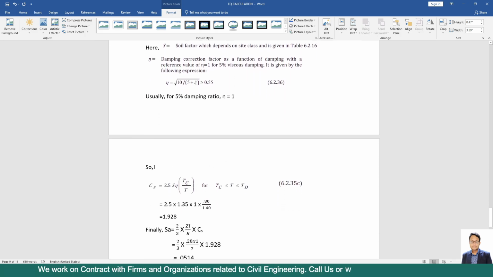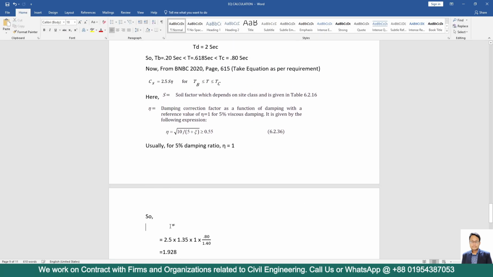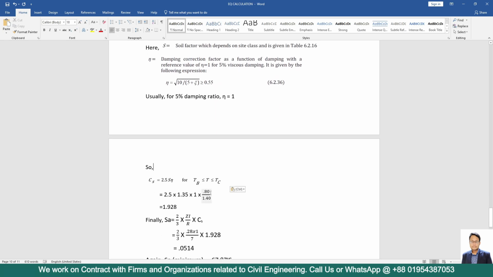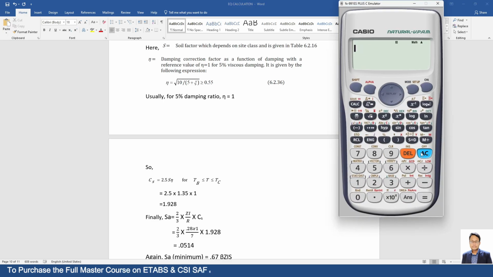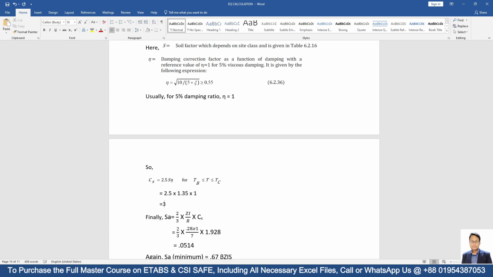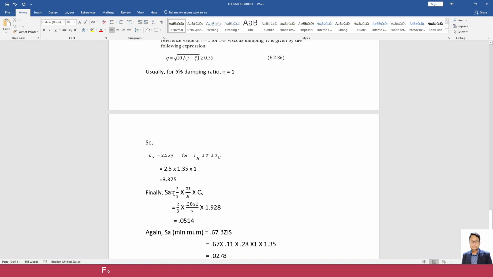So now we can calculate the value of CS. We can copy this one and paste here. So the formula will be without this factor actually. 2.5 S into eta. That means 2.5 into 1.35 into 1, 3.375. Again, we have to calculate the value of SA.